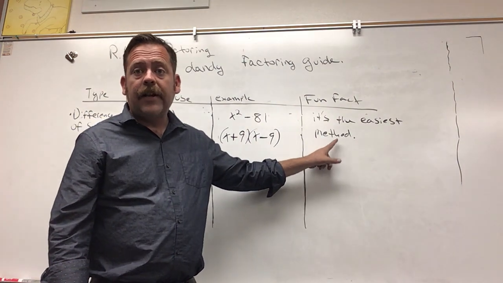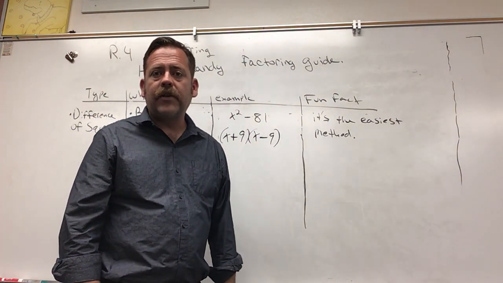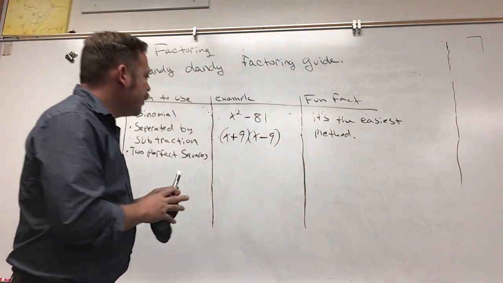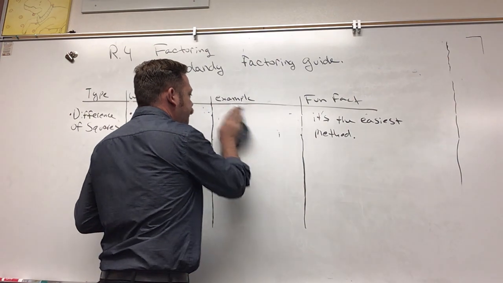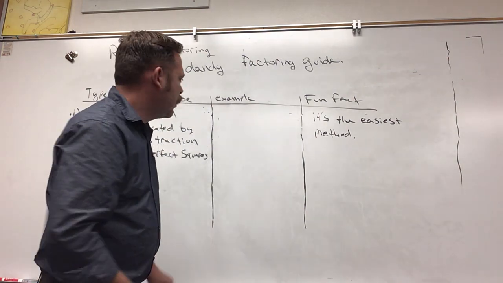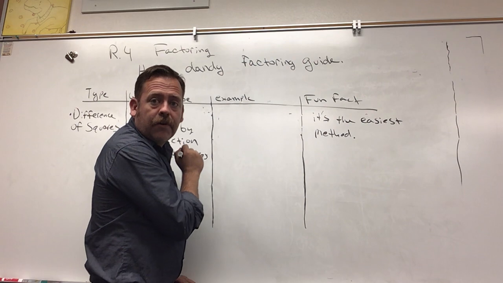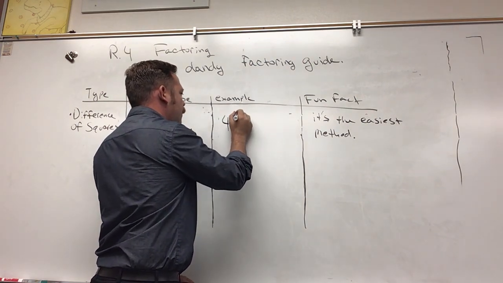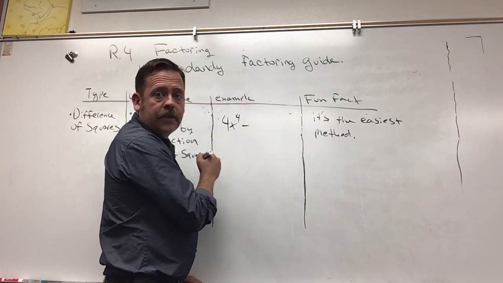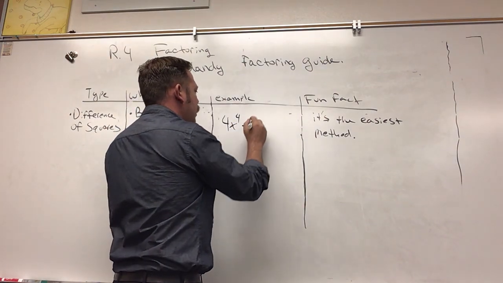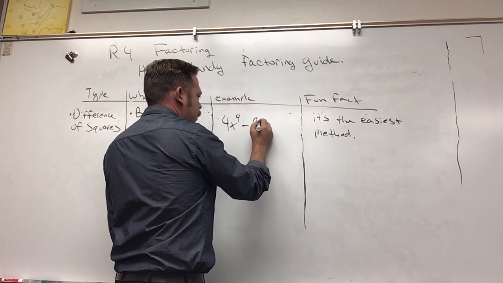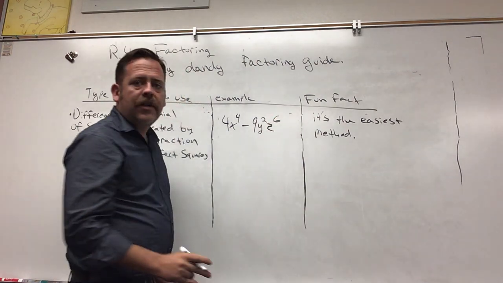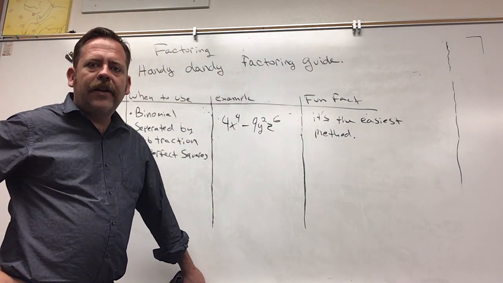Now the fun fact, it's the easiest method of all of our types of factoring, okay? It's really super easy, difference of squares. Because it is so easy, let's try one more. Let's try a real difficult one. Let's see how challenging I can make it. 4x to the fourth minus 9y squared z to the sixth. I don't think I can make it any more difficult than that.